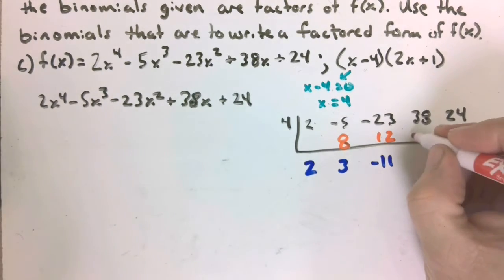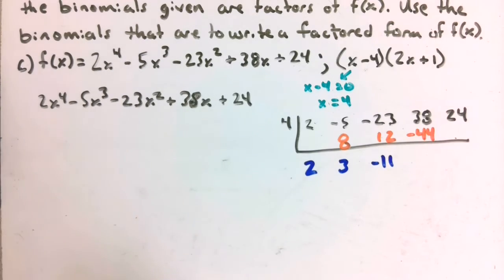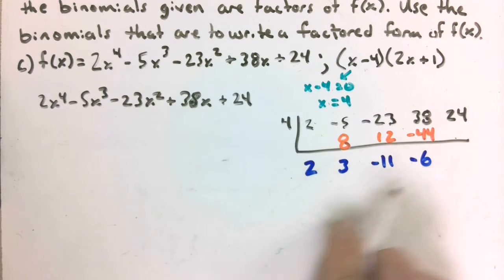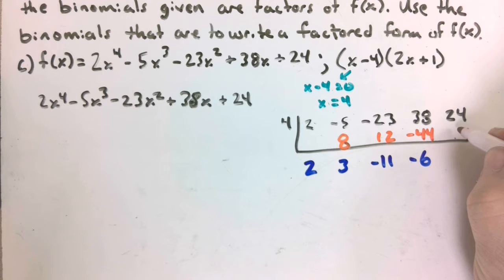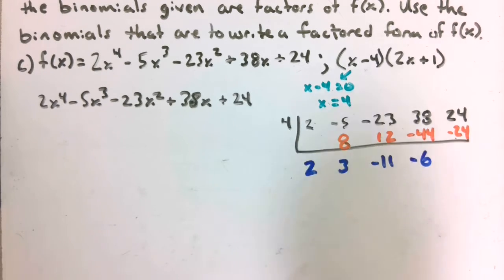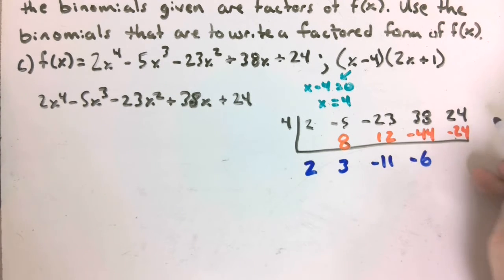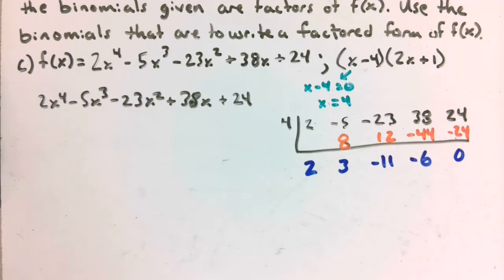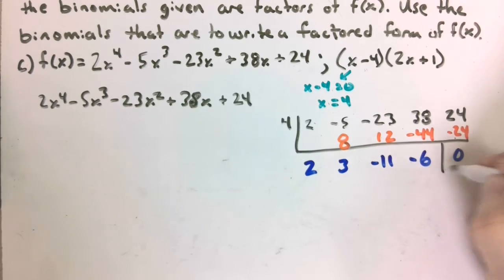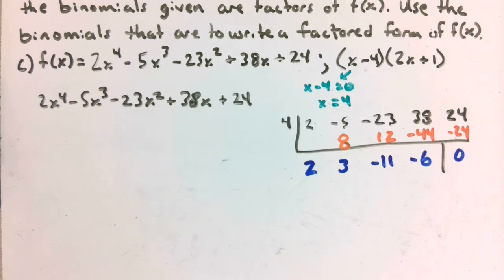4 times negative 11 is negative 44. 38 minus 44 is a negative 6. Our negative 6 times 4 does give us negative 24. And then in that last column, 24 minus 24 is 0. That last number is our remainder, so we did end up with a remainder of 0. So x minus 4 is definitely a factor, and we can take the original and do a little factoring.